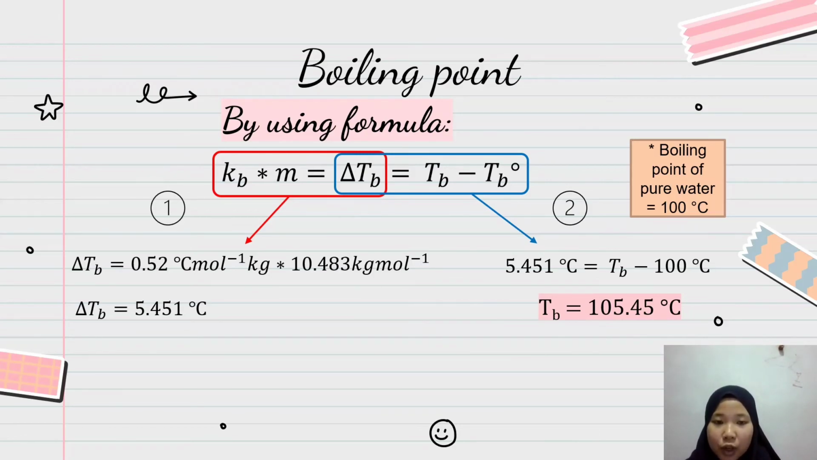The next one is we're going to calculate the Tb, and we already know that the boiling point of the pure water is 100 degrees Celsius, and finally we got the final answer, which is the final boiling point of the ethylene glycol is 105.45 degrees Celsius.